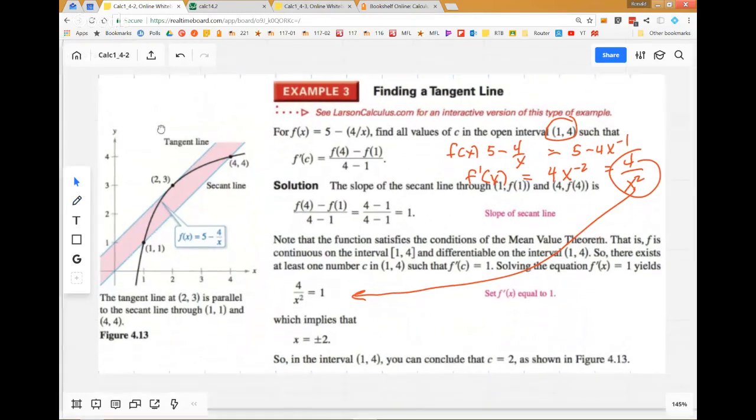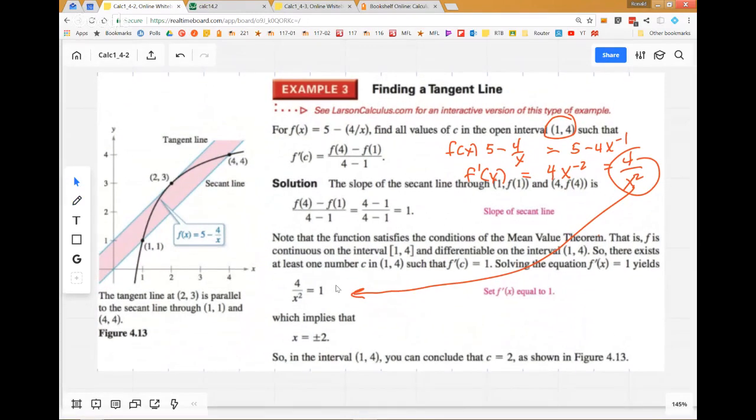So the only difference between this and the other one is, instead of setting our derivative equal to 0, now we're going to set it equal to the beginning slope. In this case, the beginning slope was 1. (4, 4) and (1, 1), we did the slope formula and got a 1. Questions?